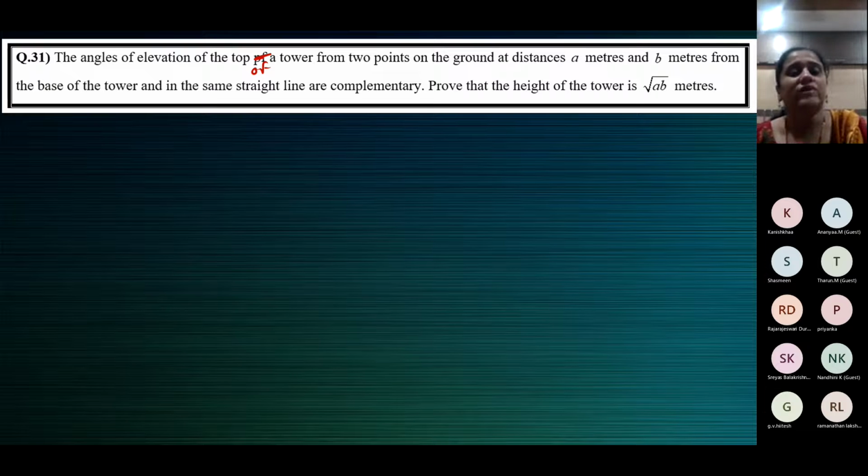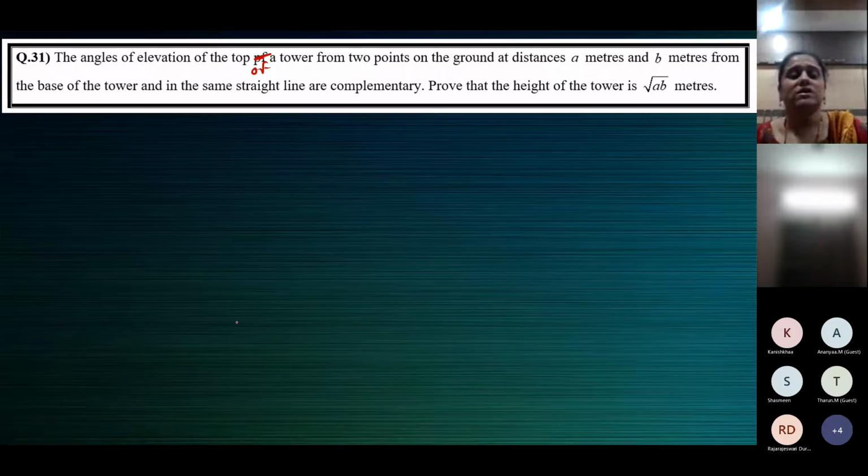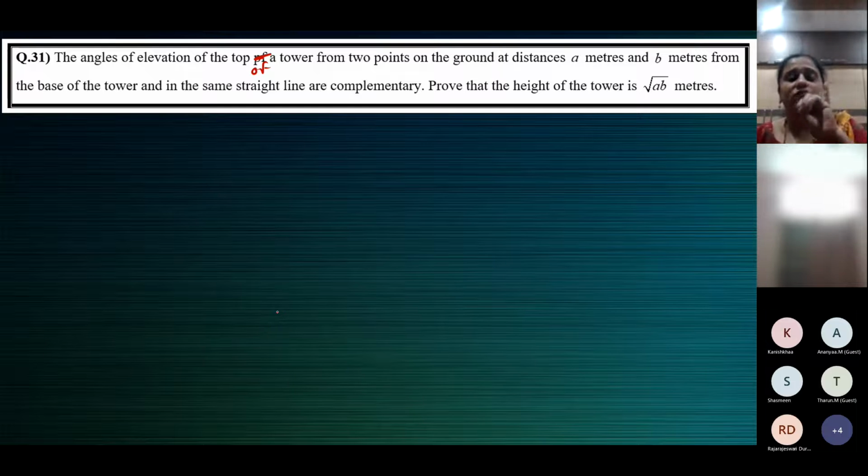Okay. The angles of elevation of the top of a tower, from 2 points on the ground at distances A meters and B meters from the base of the tower. And the points are in the same straight line. These 3 points, that is the foot of the tower and the 2 points, are in the same straight line. And the angles of elevation are complementary.